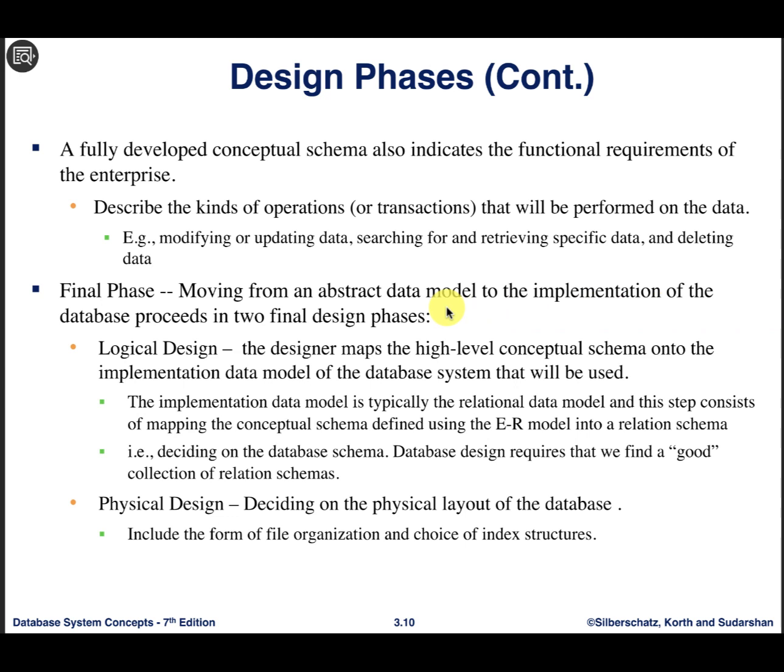you need to go over to the final phase. From the abstract data model, now we start the implementation. First I need to have a logical design. In the logical design, you need to define the schema. So now we're going to say the instructor has, for example, those attributes, and those attributes have the following data types. Then after that, we're going to do the physical design, where you decide how the data is going to be laid out on the disk.